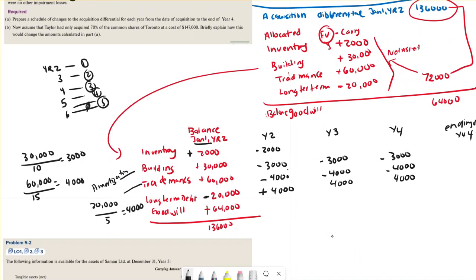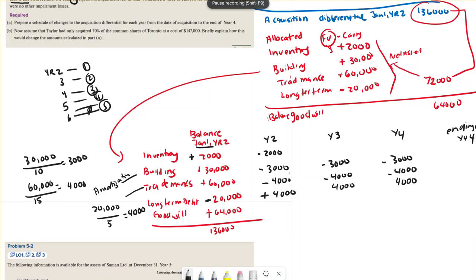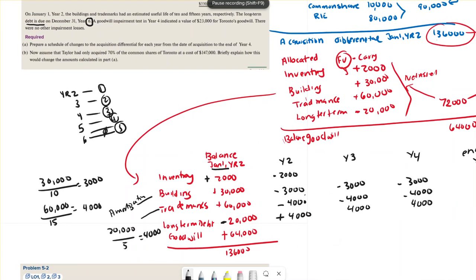What happens to the goodwill? Goodwill is tested for impairment. And when are we going to do an impairment? The test is done in year 5. So there's no impairment here, there's no impairment here, but the value of the goodwill, they're saying, is 23,000.